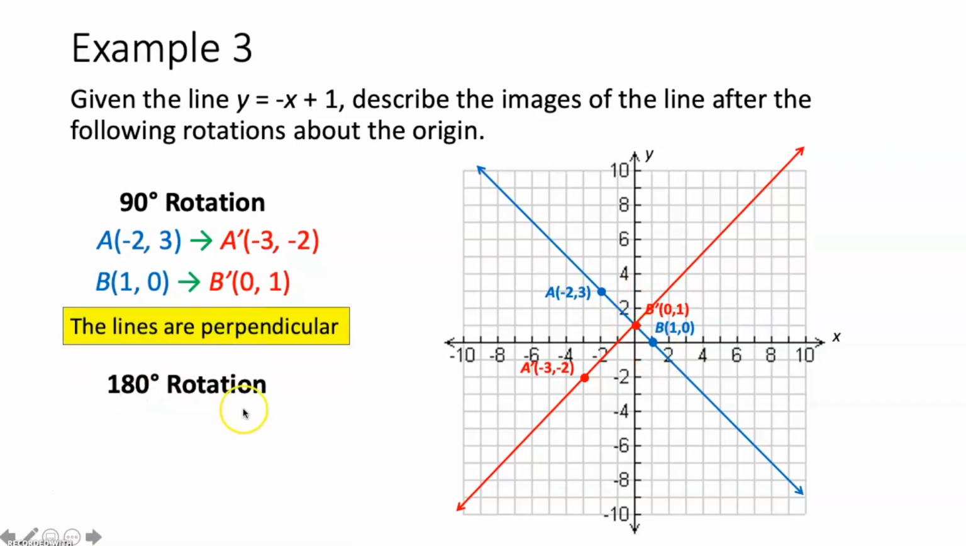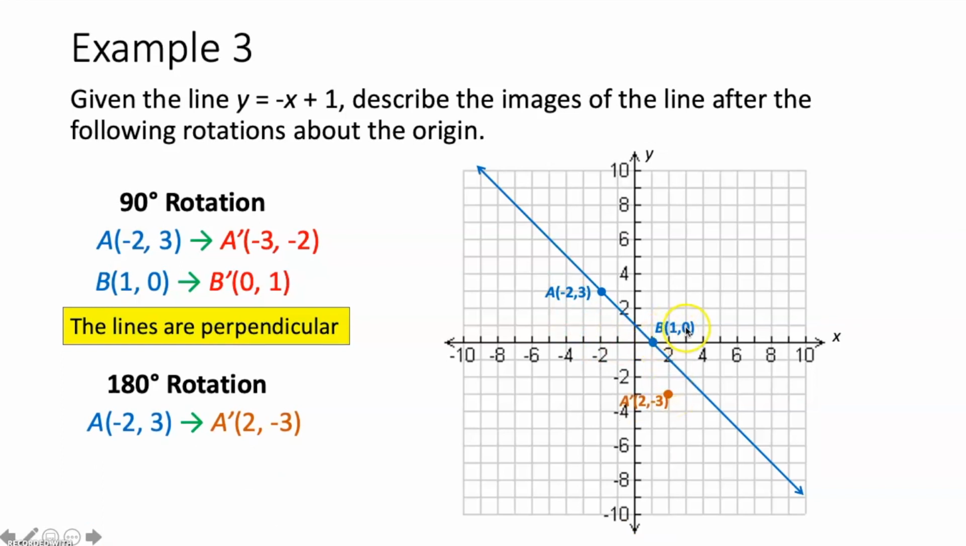Let's look at a 180 degree rotation. So we're going to take A and B, the same 2 points that we picked earlier, and rotate these 2 points 180 degrees about the origin. Remember the 180 degree rotation, either clockwise or counterclockwise, you just make the x and the y coordinate the opposite of whatever they are. So if A is at negative 2 comma 3, then A prime is going to be at positive 2 comma negative 3. So I go over to positive 2 on the x-axis, down negative 3 on the y-axis, put A prime.